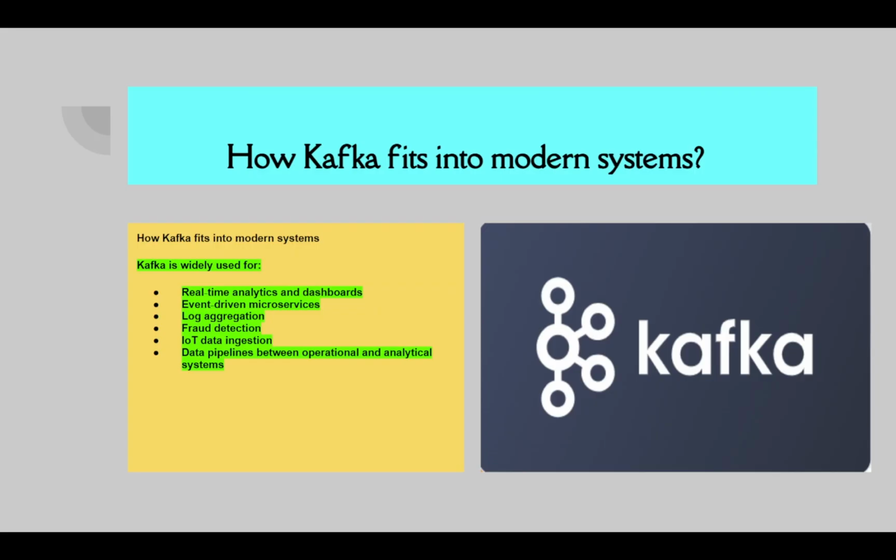IoT data integration: Internet of Things data you can integrate with Kafka. Data pipelines between operational and analytical systems. Aggregation pipelines: the best way to process Kafka data is by using aggregation pipelines and other data pipelines. We will see how to define the pipelines and process the data. Because of these strengths, Kafka is widely used.